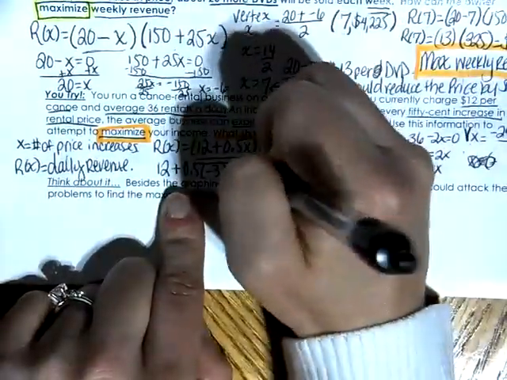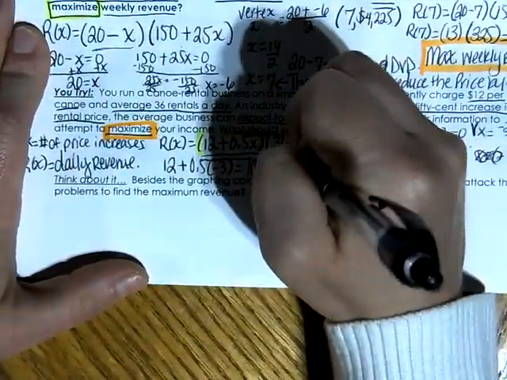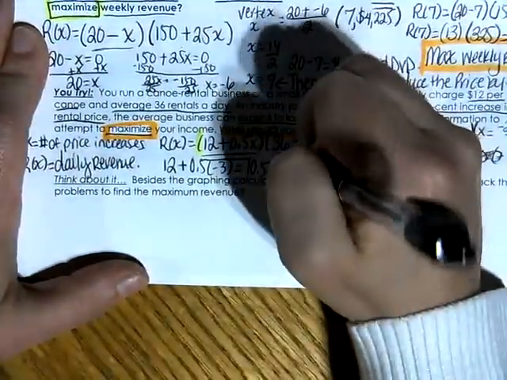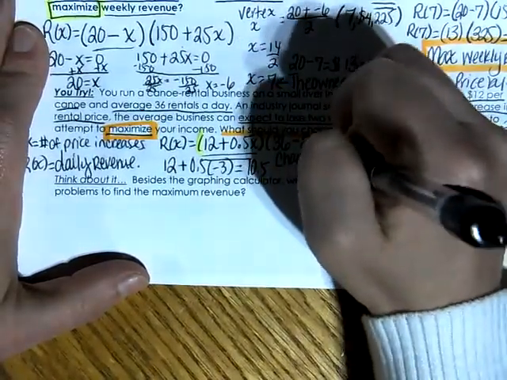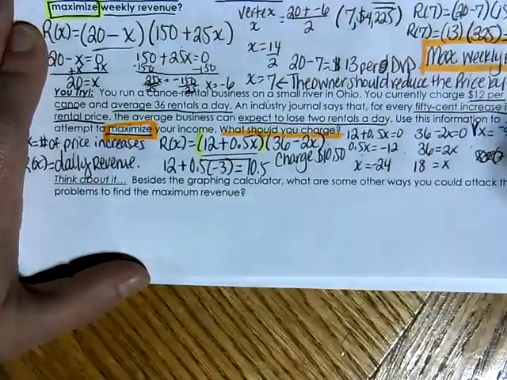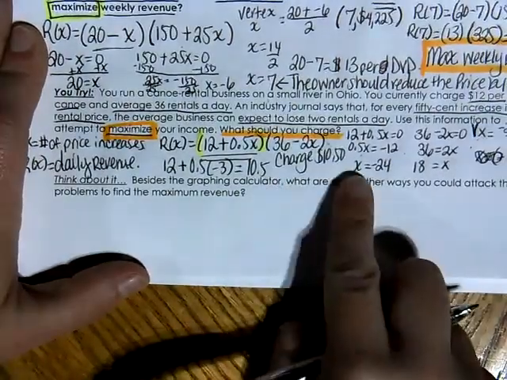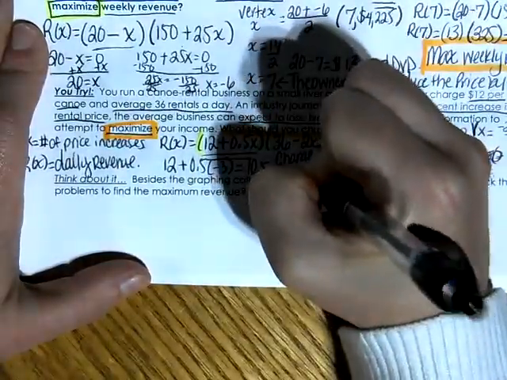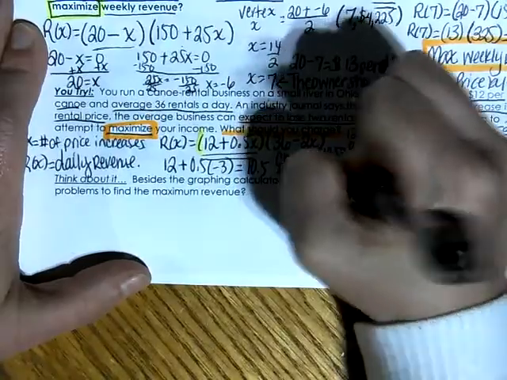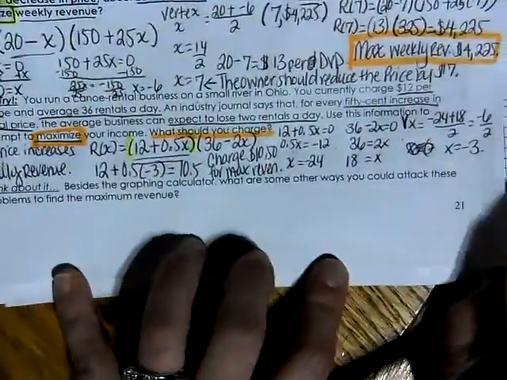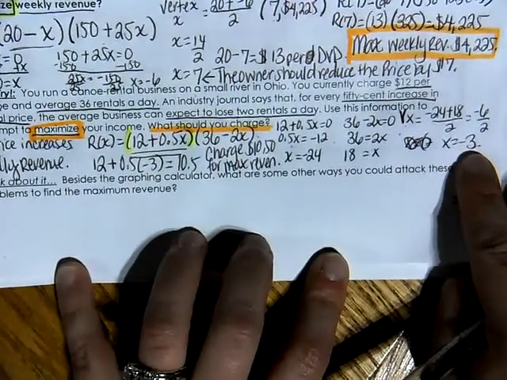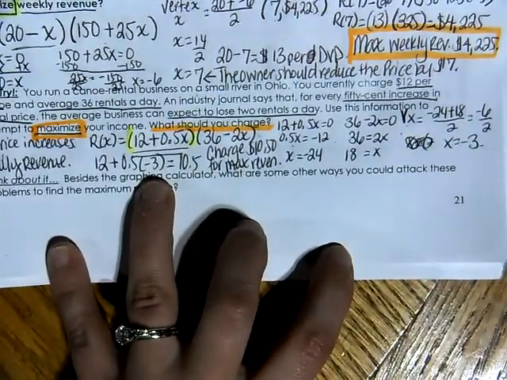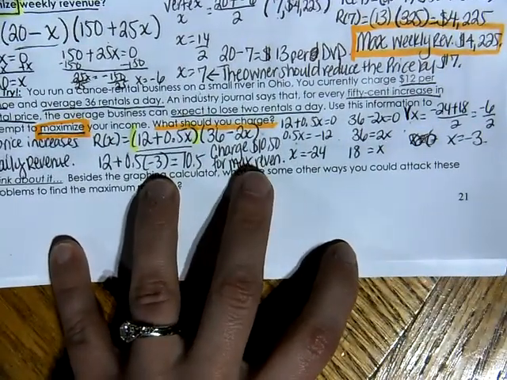So what does that mean? Well, that means that instead of increasing the price, this person should charge $10.50 in order to make a maximum profit. That's how much they should charge. Not profit, excuse me, maximum revenue. And instead of increasing the price by 50 cents, they should actually decrease it 3 times, so decrease it by $1.50. That's what should actually happen.